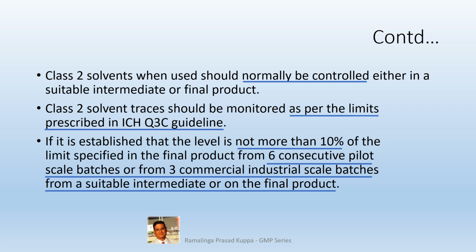just as in the case of class 1, the screening can be carried out at a suitable intermediate, but the condition is that the level should be within 10% of the specified limit. For example, the results should be within 89 ppm for toluene, 42 ppm for acetonitrile, and 300 ppm for methanol, etc.